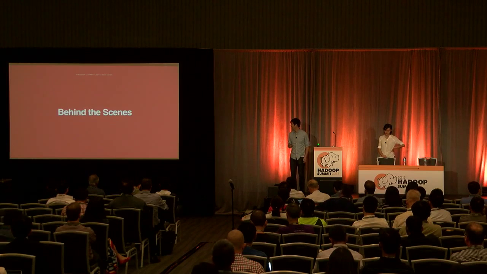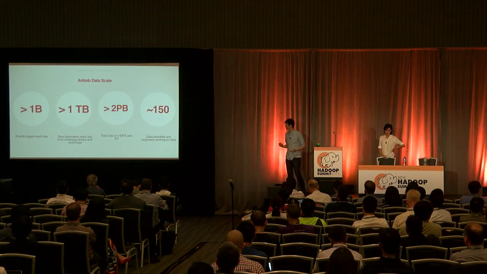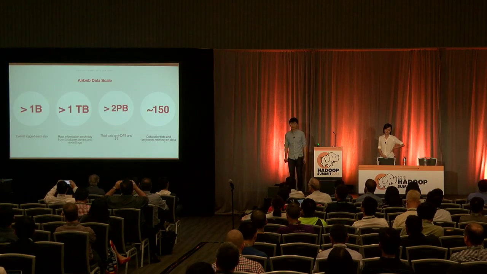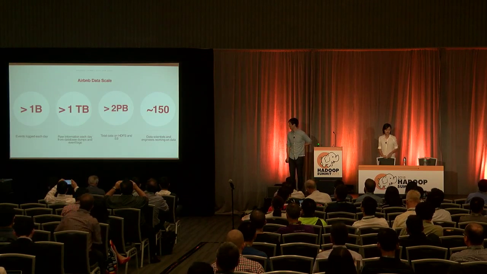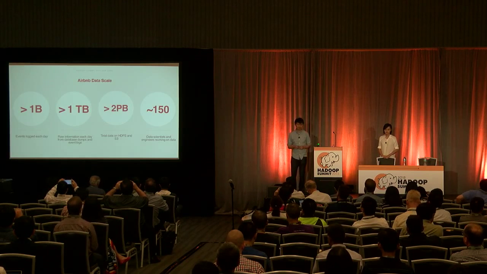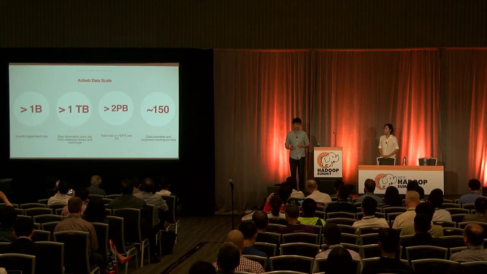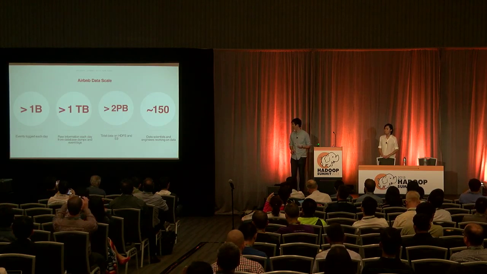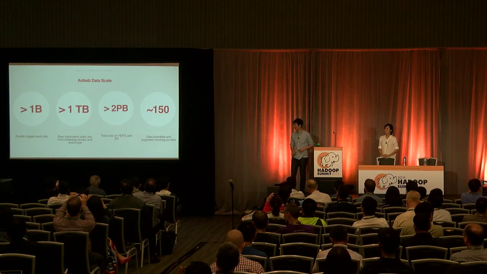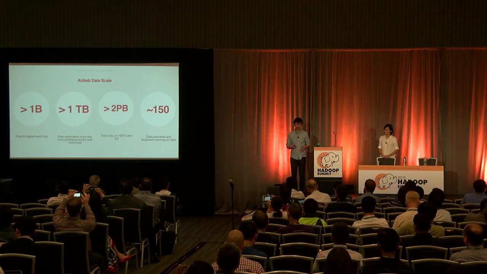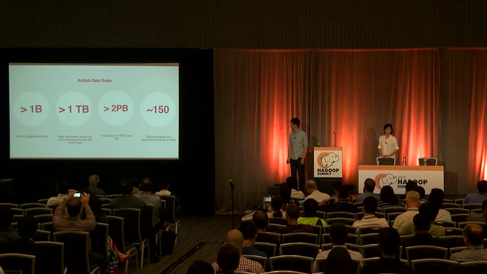So next. This is what the Airbnb data scale is like. We're processing over 1 billion events every single day. And by events, I mean core user actions, whether they click on something or whether they hover over something. And this really helps us give a lot of introspection about how our site is doing, how people are using features, and how we can better improve the user experience for both the guest and the host.